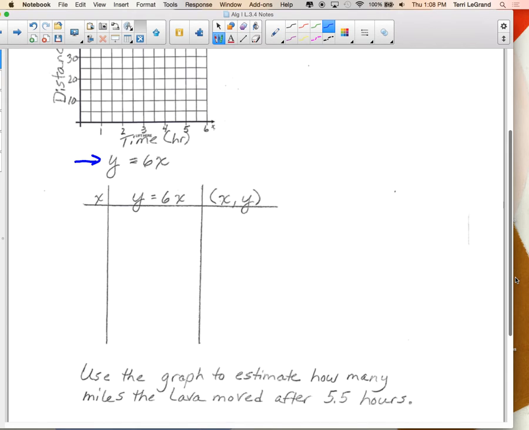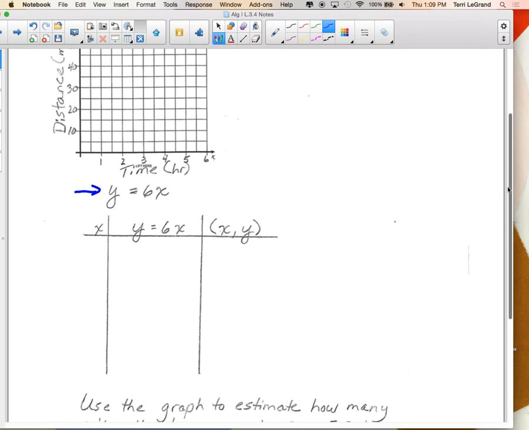What do you think the domain is in this problem then? Would this be a discrete graph or a continuous? Discrete. Okay, so in other words, the lava can only flow for set amounts of time. It's going to flow for 1 hour, exactly 1 hour. I mean, it's going to flow continuously, isn't it? Over time, the distance covered. This is going to be a continuous graph.